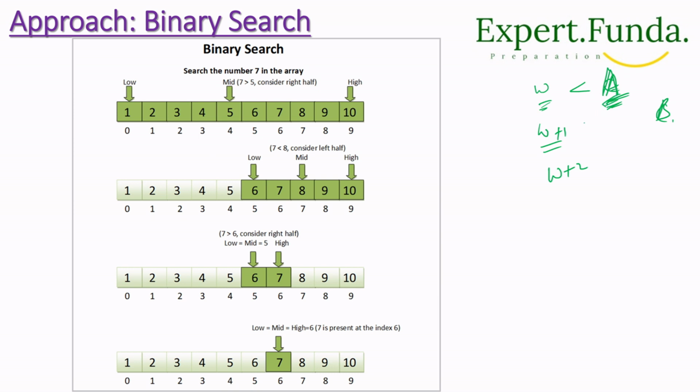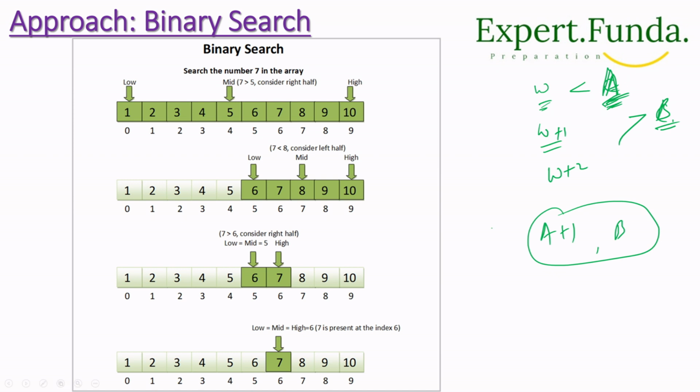Also, if we can ship the packages in the required days with capacity B, we can always ship it with a capacity greater than B. So in such a case, the optimal capacity lies between A plus 1 and B.